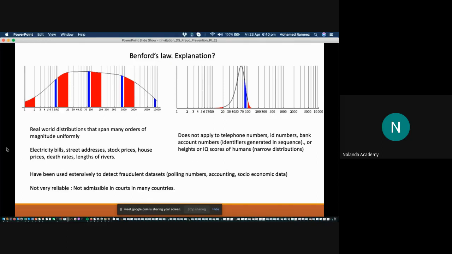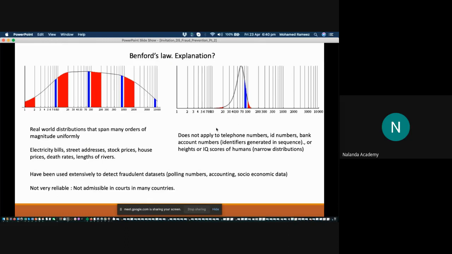So for example, electricity bills, street addresses in some cases, though not necessarily in all cases, stock prices, house prices, death rates, lengths of rivers, etc. Benford's law works very well. But if, on the other hand, we know that your numbers are supposed to span only a narrow range, or if they are essentially sequentially assigned numbers, they will not follow Benford's law. The first digit will not follow Benford's law.